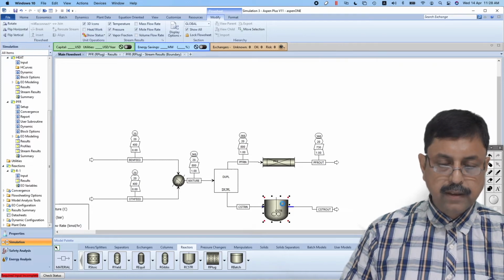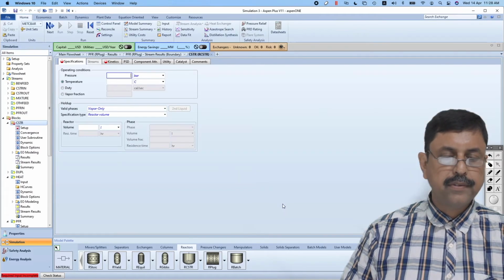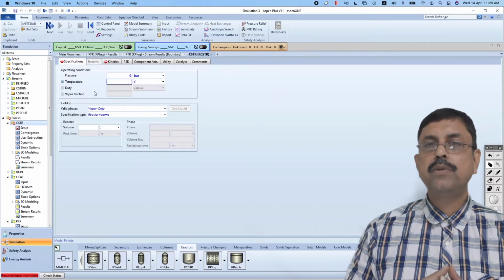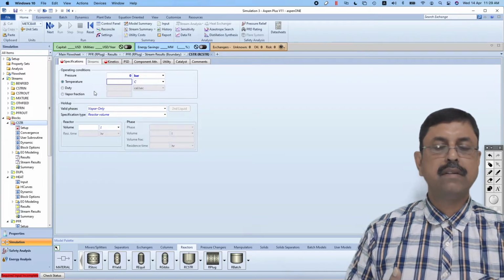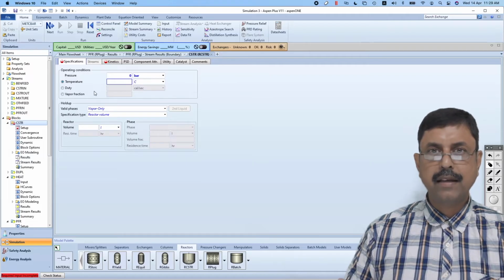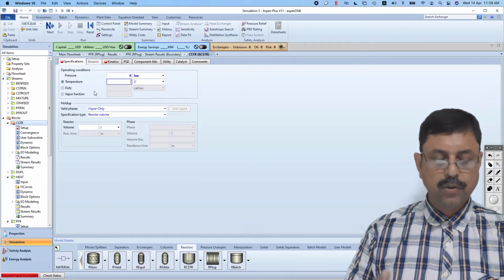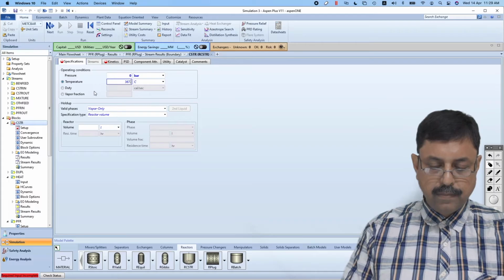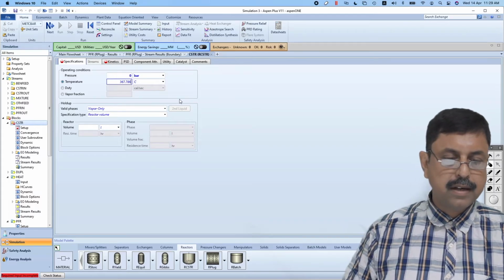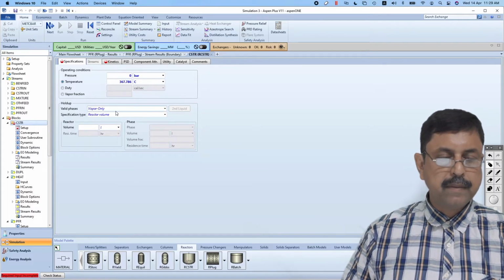And we have to fix the parameters of CSTR. Pressure, again, zero pressure drop. Temperature. We have to fix temperature. Unfortunately, we do not have any means to give the temperature rise. Otherwise, we could have given. So we just write the exact temperature which we know. It is 367.786 degrees centigrade. Valid phases vapor only.